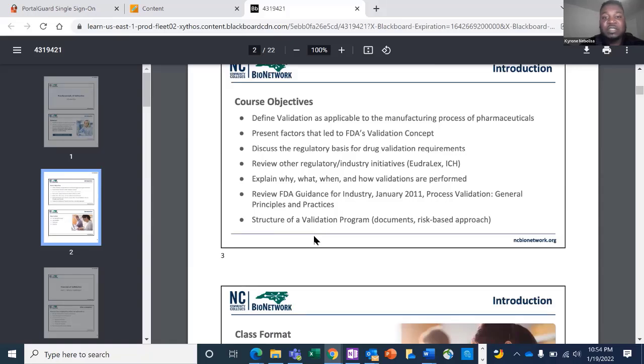So the course objectives for this lecture: we'll define validation as applicable to the manufacturing process of pharmaceuticals. We'll present factors that led to FDA's validation concept. We'll discuss the regulatory basis for drug validation requirements. We'll review other regulatory industry initiatives such as UDRLEX or ICH. We'll explain why, what, when, and how validations are performed. We'll review the FDA guidance for industry for process validation, and then we'll go over the structure of a validation program, such as the documents and risk-based approach.